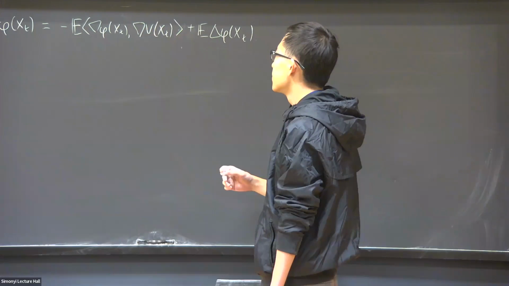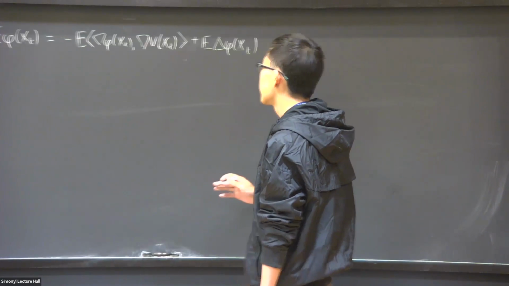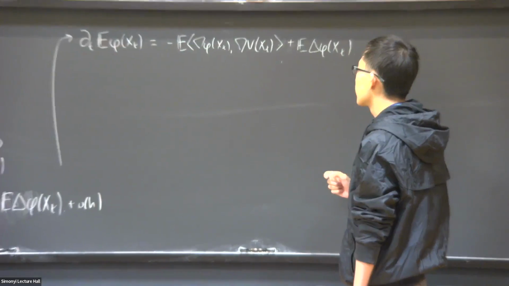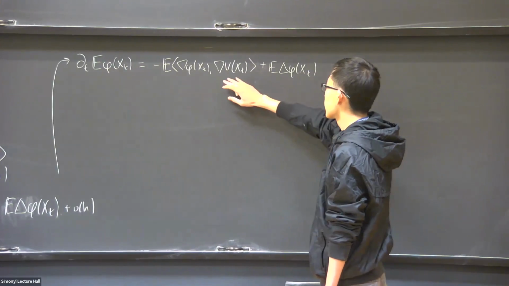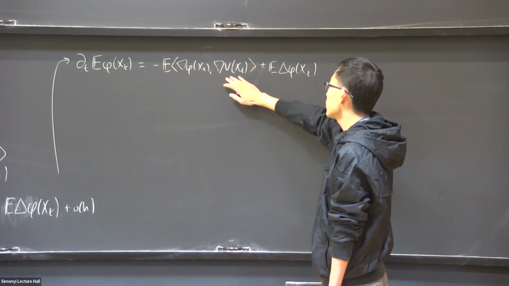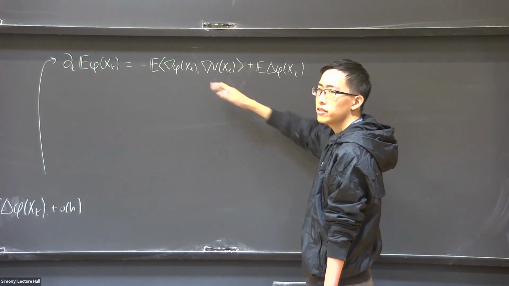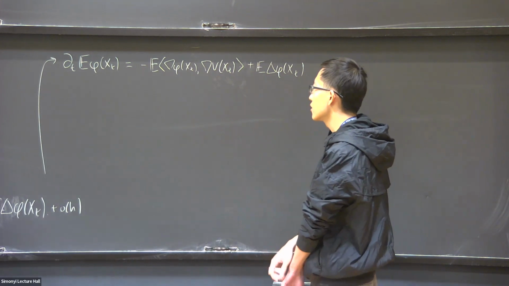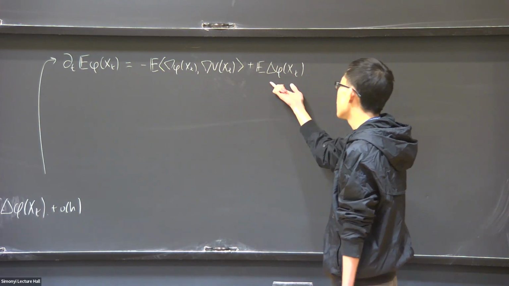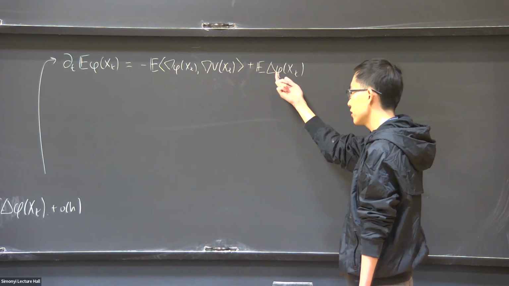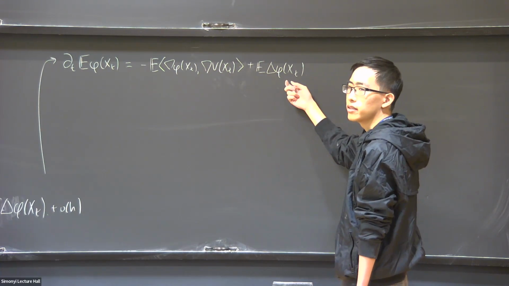The first is the expectation of the inner product of the gradients of the function of xt. This is just coming from the drift of the Langevin diffusion. We know it has a drift in the direction of minus grad v, so you get this term. This is the new term that comes from stochastic calculus, and this is just the effect of the Brownian motion.